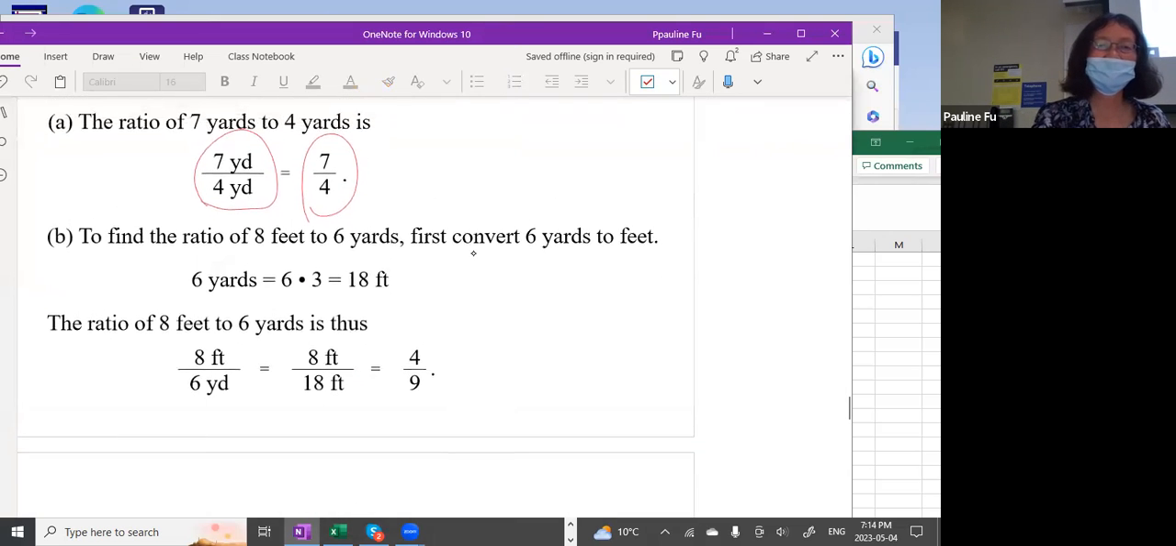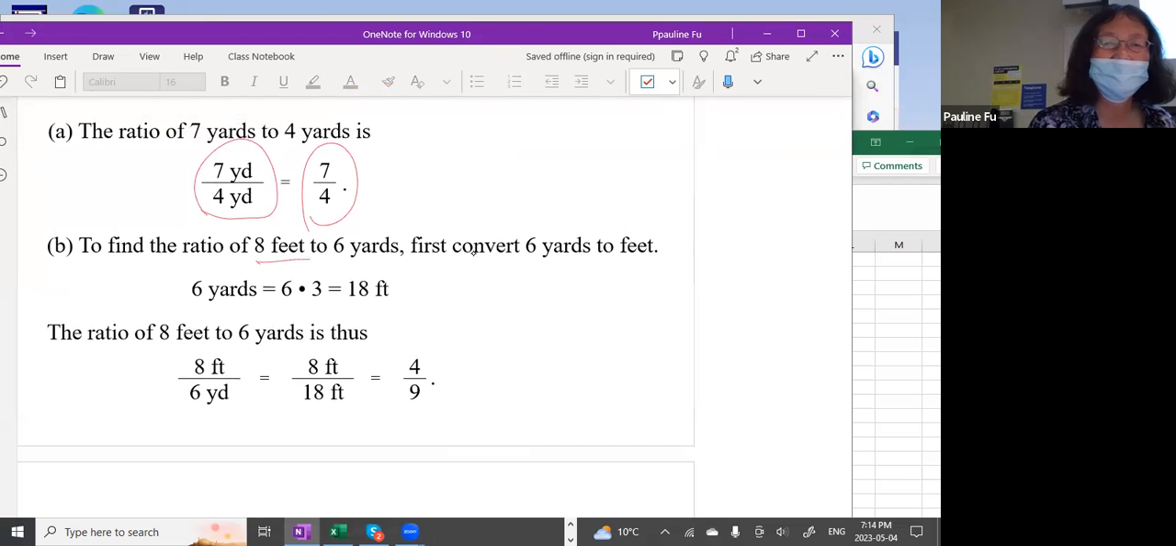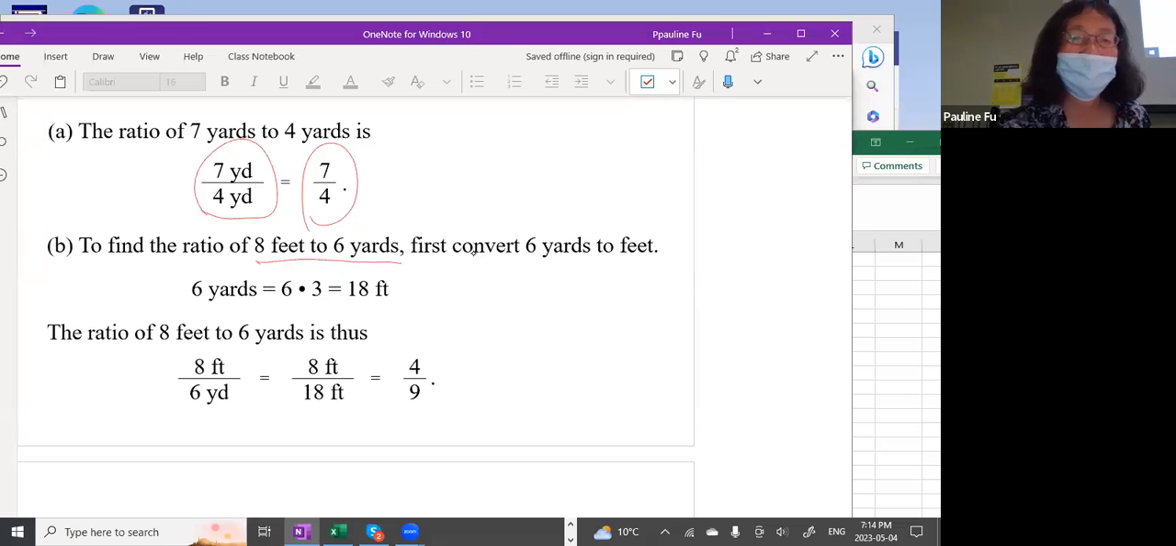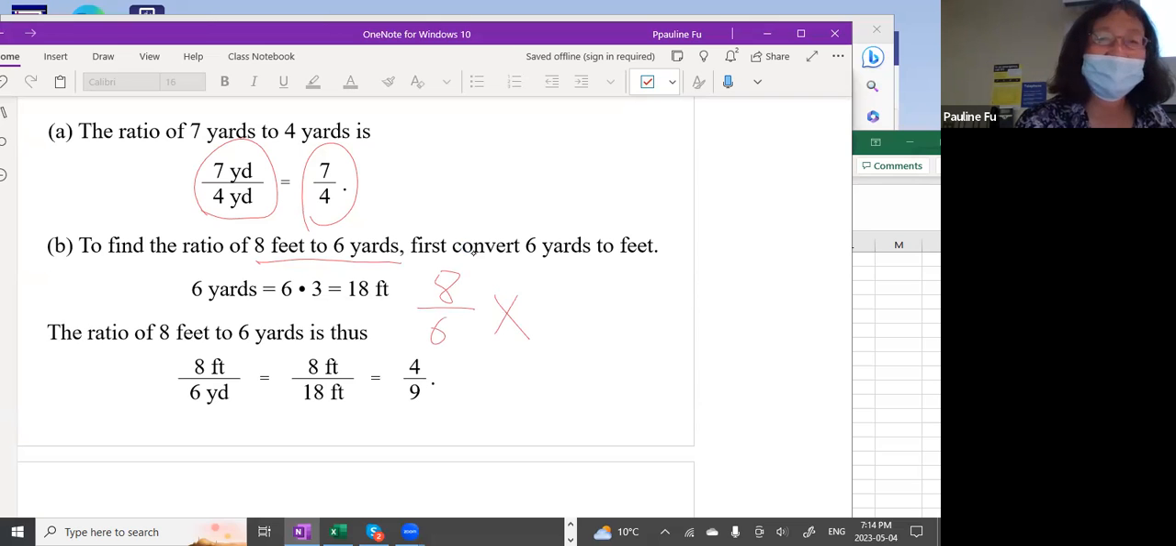How do you find the ratio of 8 feet to 6 yards? One student said 8 feet to 6 yards. This is wrong. Why? It should be the same units. The measurement units: 8 is feet, 6 is yards.